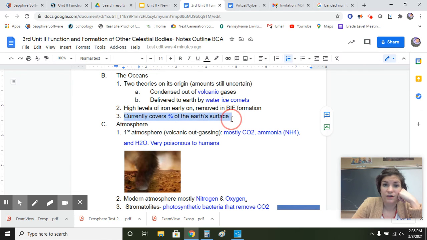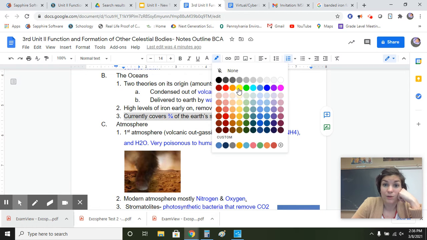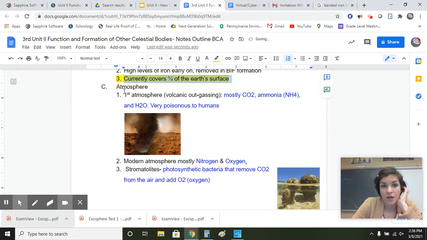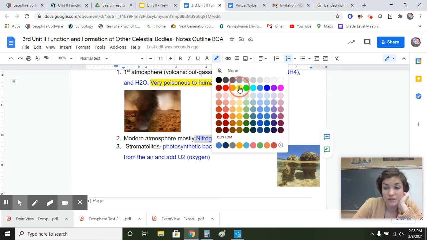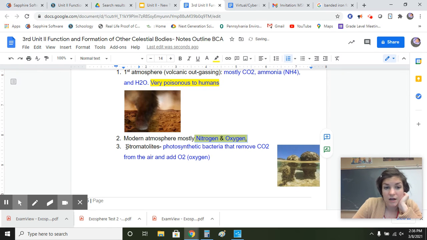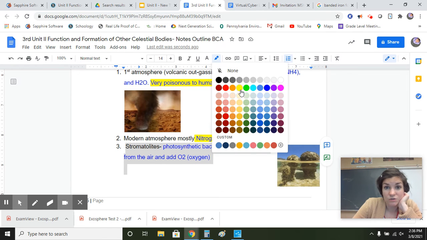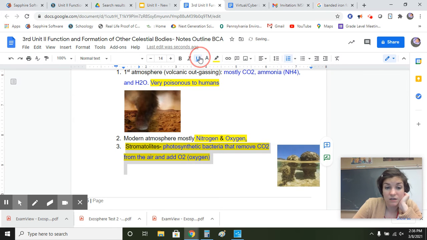Obviously, 3/4 of the Earth is water. That's why we call it the blue planet. Our first atmosphere was made out of carbon dioxide, ammonia, and water. That's very poisonous to people. We wouldn't have been able to survive initially. And our modern or current atmosphere is made up of nitrogen and oxygen. Obviously, oxygen is the thing that we find important. Highlight this, underline it, do what you need to do to draw your attention to it. This will be on your test.